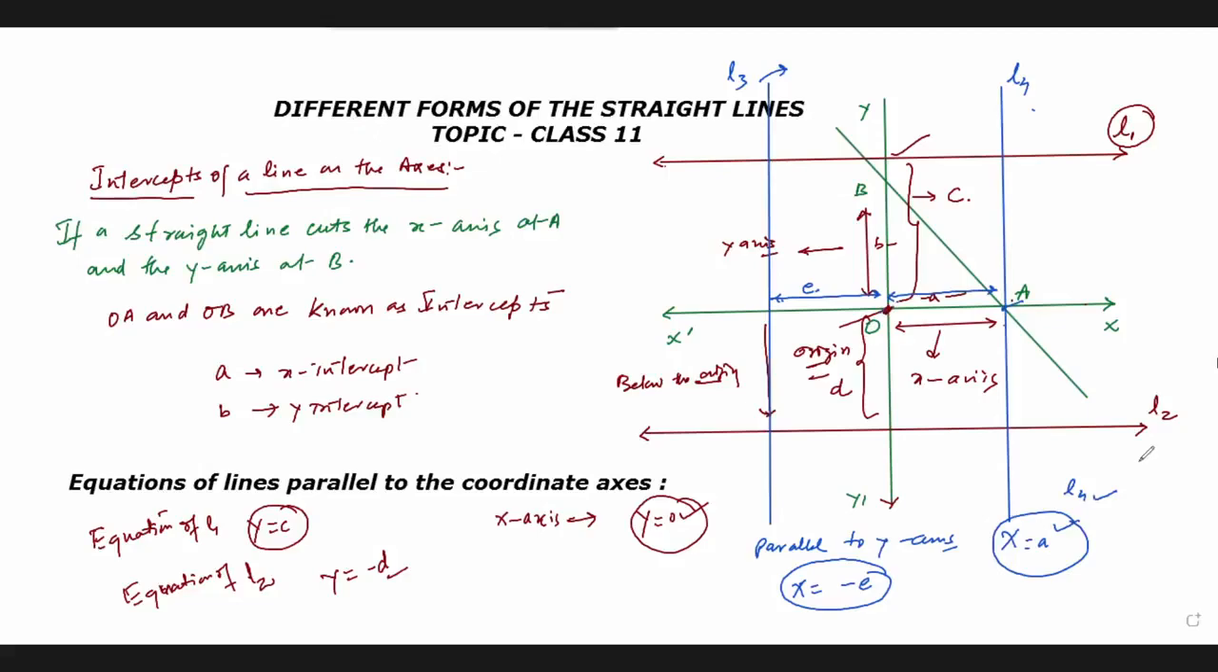So here we are reaching the conclusion: the lines which are parallel to the x-axis and y-axis have equations in which the coordinate axis is equated to our distance. If it is on the left-hand side, it will be negative. If it is on the right-hand side, it will be positive. If it is on the upward side, that means upward from the origin, it will be taken as positive, and on the downward side, it is negative. So what will be the equation of the y-axis here? The equation of the y-axis is x equals 0.